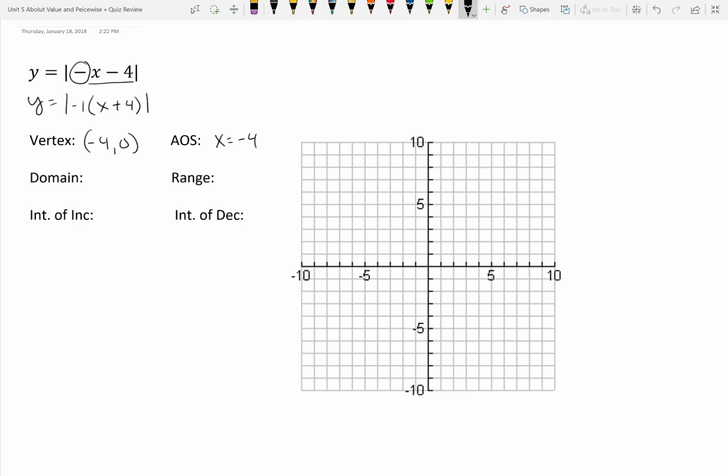And I'm not going to bother with answering these questions for this example. So I'm going to go ahead and plot my vertex. My vertex is at -4, 0, so right here. And now, just as usual, I'm going to use the slope to create some additional points that I can use for sketching the actual graph.